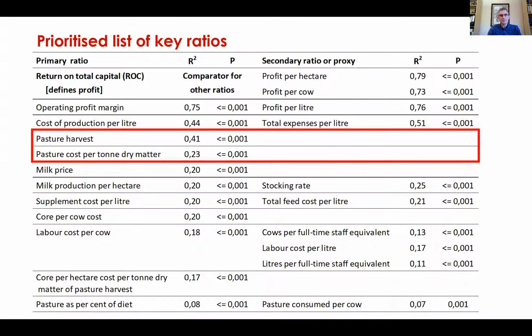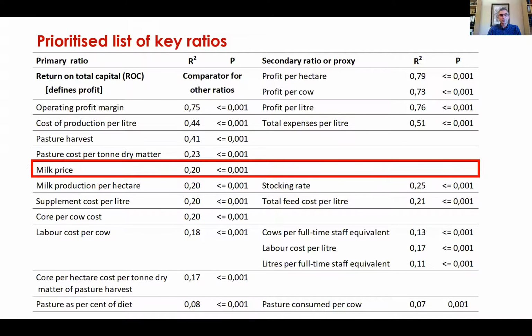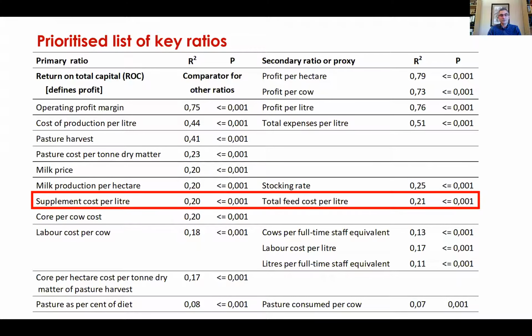into pasture performance. Milk price is a primary ratio, though this needs to be calculated on the basis of energy-corrected milk to have this level of relevance. Milk production per hectare and stocking rate effectively describe a similar impact. As I will demonstrate shortly, milk production per cow within this data set does not explain any of the variation in profit. So all the correlation of milk production per hectare with profit is driven by stocking rate.